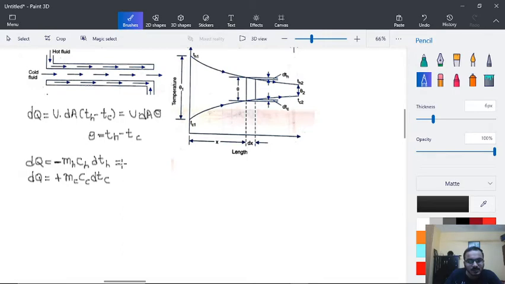We can write this in terms of heat capacity, that is minus capital Ch into dTh, and here it will be equal to plus Cc into dTc. So based on our first equation, what we can do?